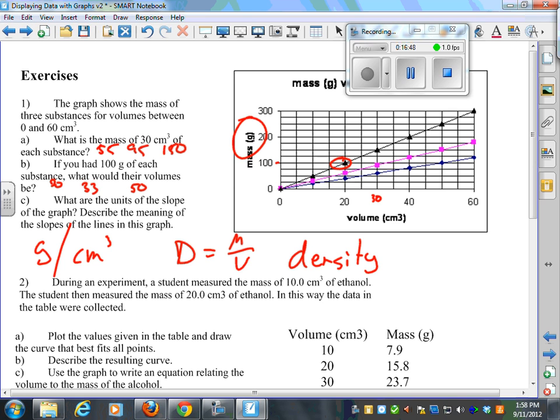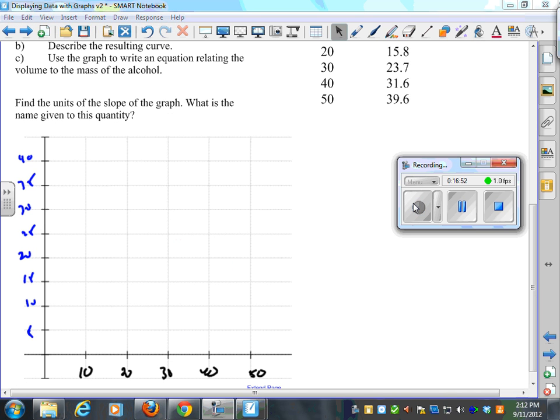5 minutes for number 2. Go. Can I safely assume that you went 10, 20, 30, 40, 50 across the bottom? Yeah. And I'm hoping you went 5, 10, 15, 20, and so on the side.